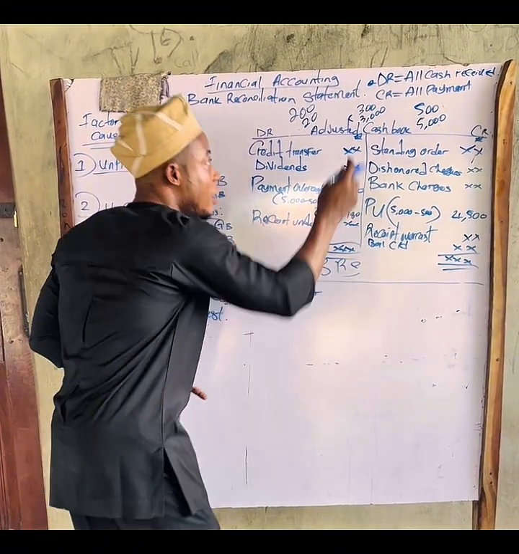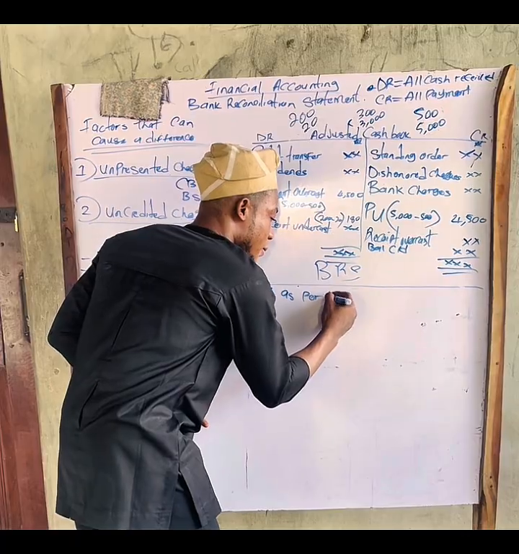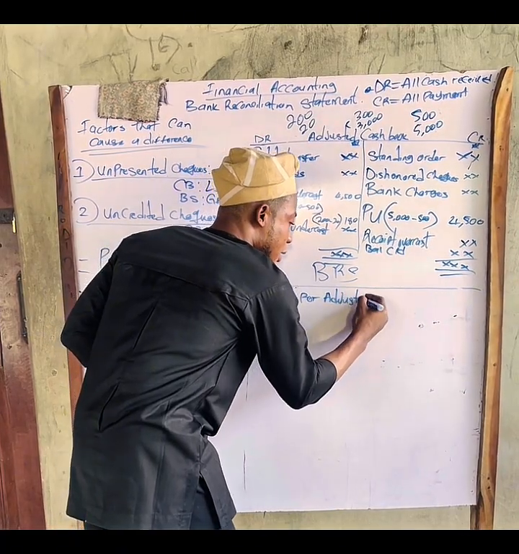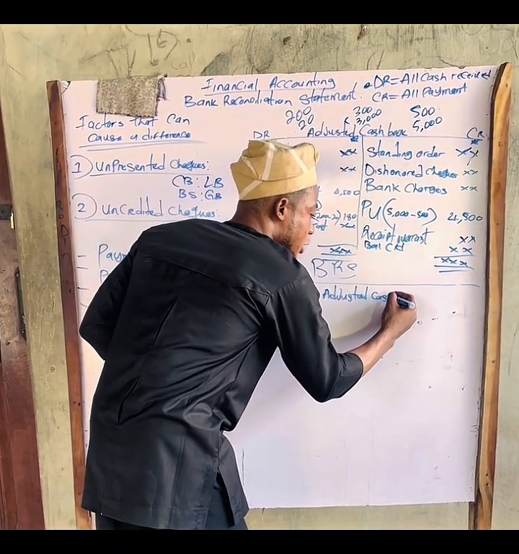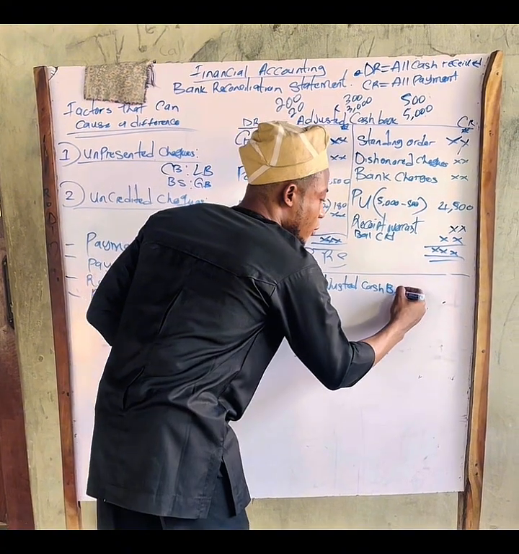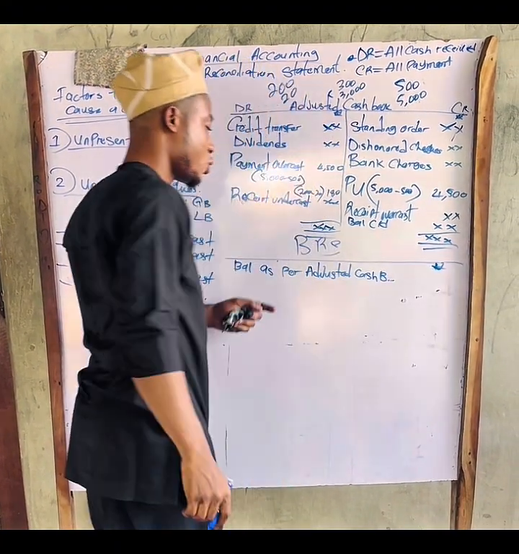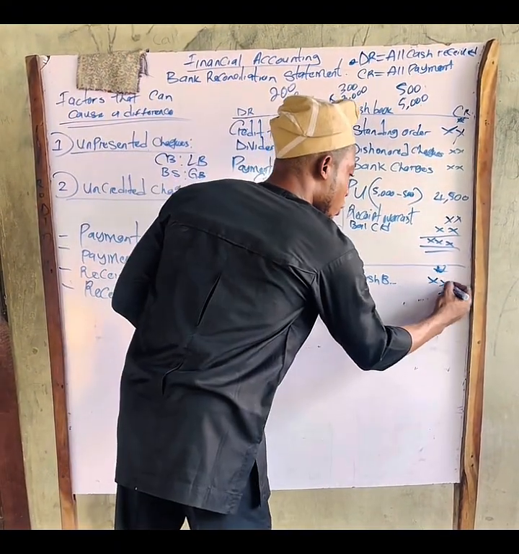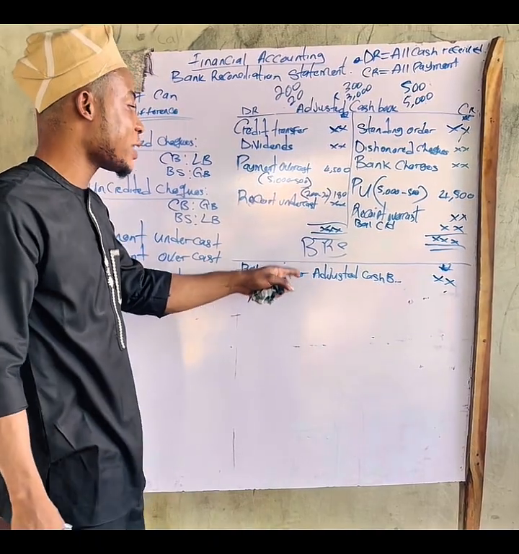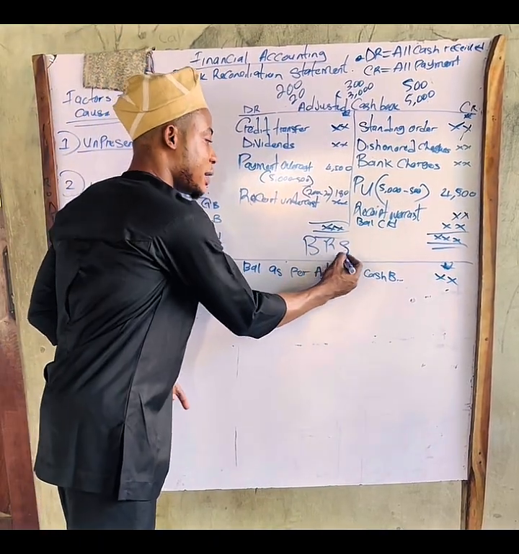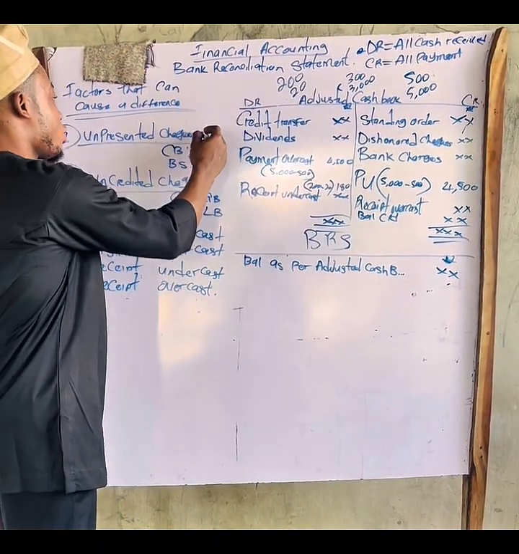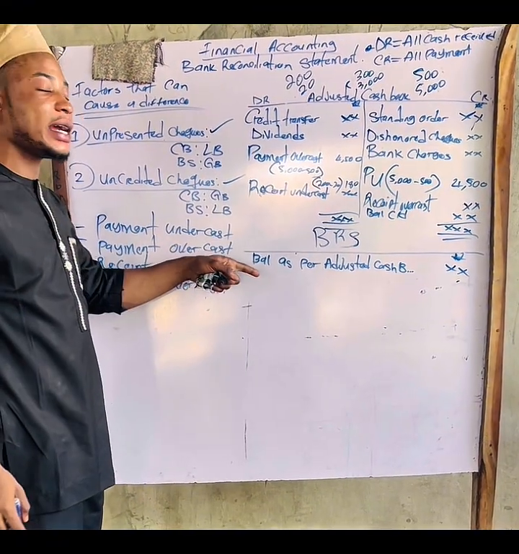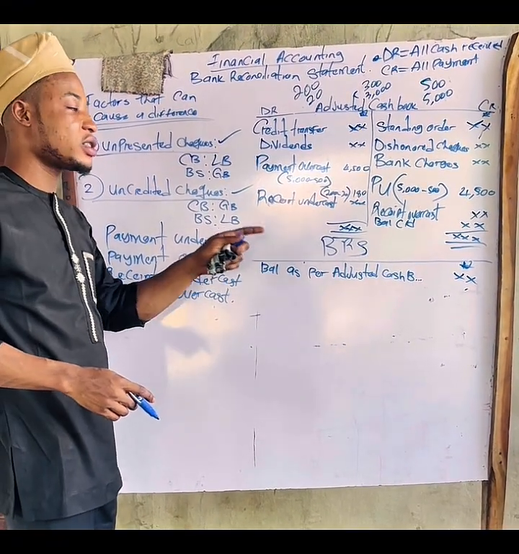and we are going to write this balance as per adjusted cash book. So this amount is going to be posted to the bank reconciliation statement. I said the other time that we are going to record this inside the BRS, the bank reconciliation statement.